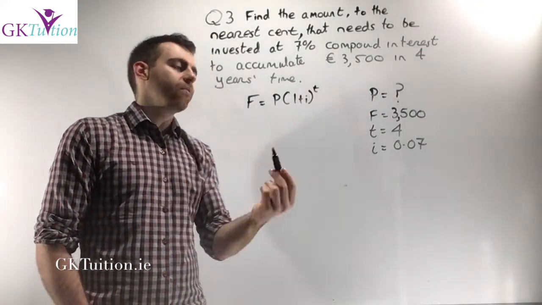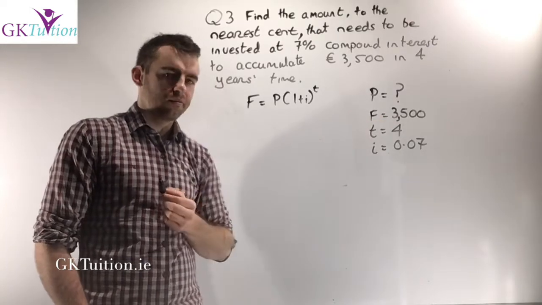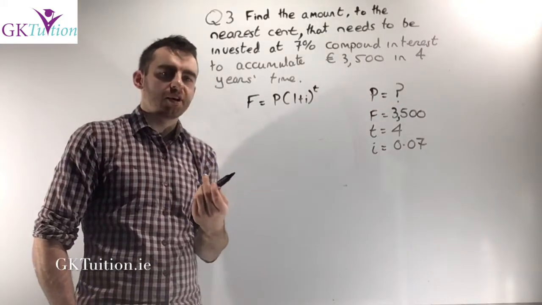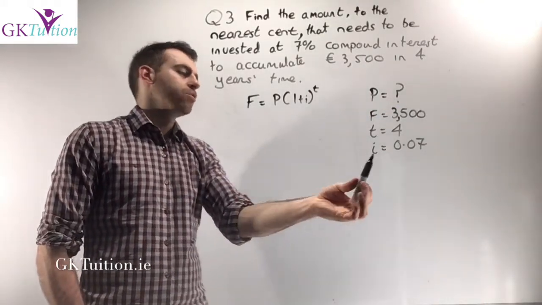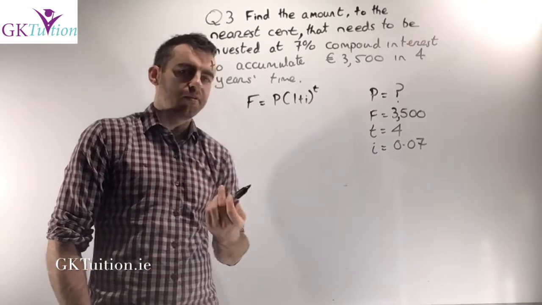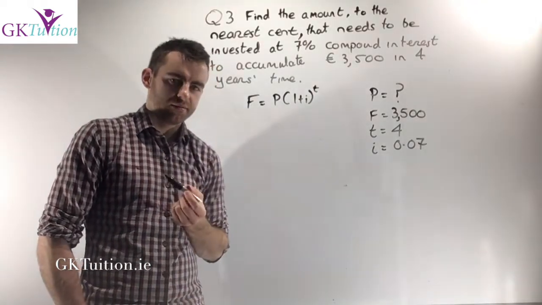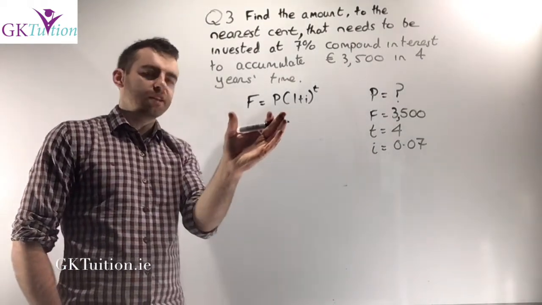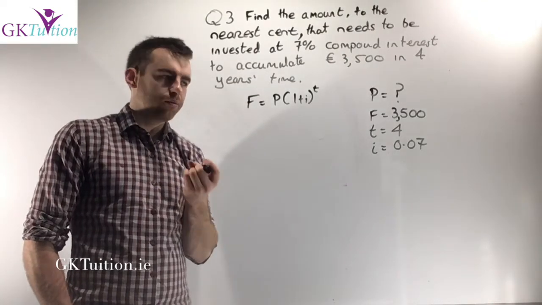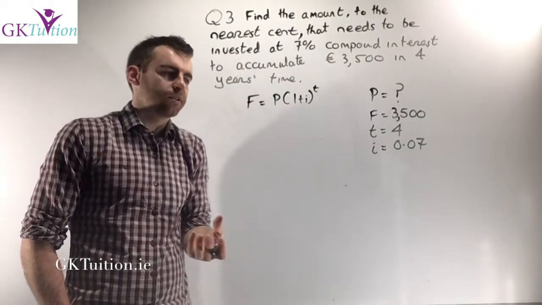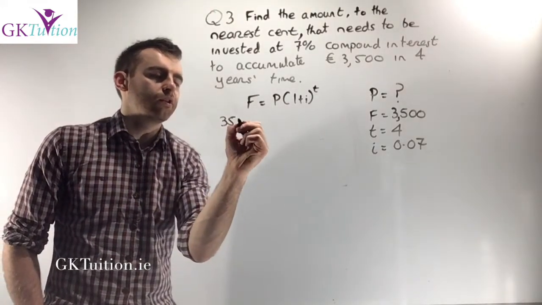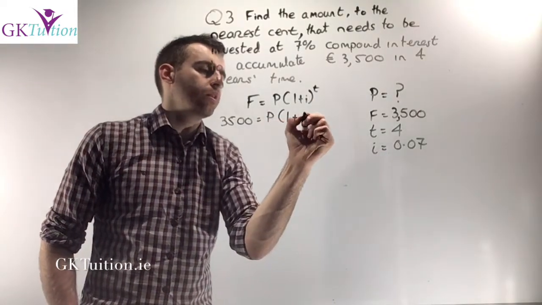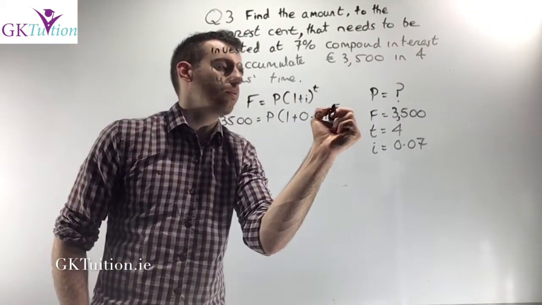I know that at the end of 4 years, the final value needs to be €3,500. And I know that there are going to be 4 different times where interest is applied. And the interest is 7%, which if I divide by 100 gives me 0.07. So the only thing I don't know is P. If I sub into this formula, I'll be able to work out a value for P, the amount that needs to be invested in the first place. I want to have €3,500 at the end, that's my final value, which must be equal to P times 1 plus 0.07 to the power of 4.